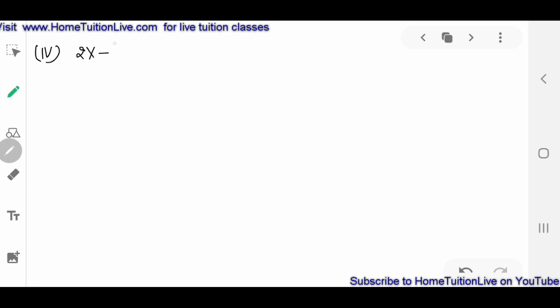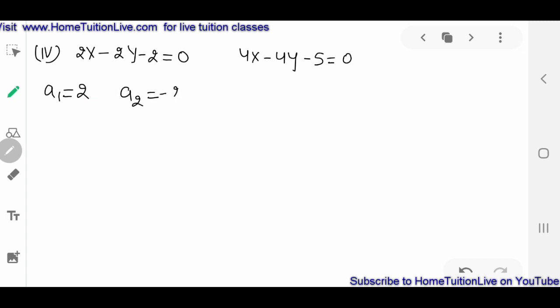2x minus 2y minus 2 is equal to 0. 4x minus 4y minus 5 is equal to 0. Here a1 is equal to 2, b1 is equal to minus 2, c1 is equal to minus 2, a2 is 4, b2 is minus 4, c2 is minus 5.